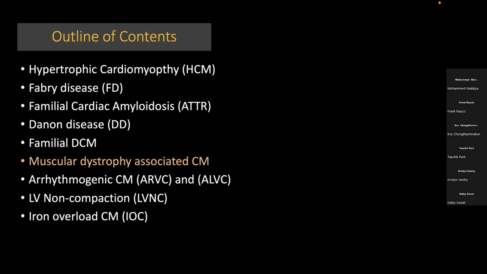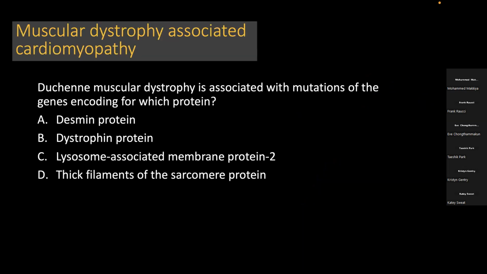Moving to the next disease, muscular dystrophy associated cardiomyopathy. Duchenne muscular dystrophy is associated with mutation of the gene encoding which protein? Is it desmin protein? Is it dystrophin protein? Is it lysosomal associated membrane protein? Is it thick filament of the sarcomere protein?